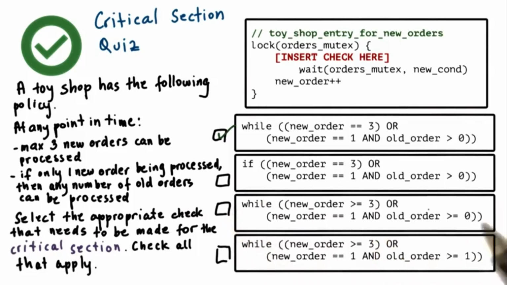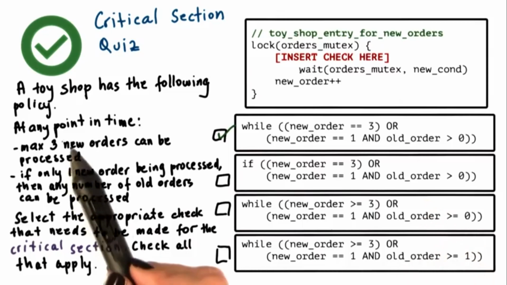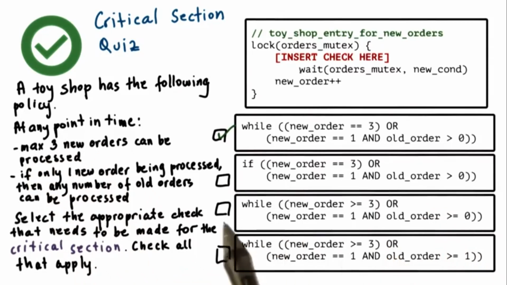The third statement is incorrect because it checks whether old order is greater than or equal to 0. What this means is that a new incoming order will be blocked if there is already one new order in the system and old order is equal to 0, so basically no other orders for toy repairs, no other old orders are in the system. That is clearly not the desired behavior. We want to allow up to 3 new orders to be processed in the system. So this statement is incorrect.